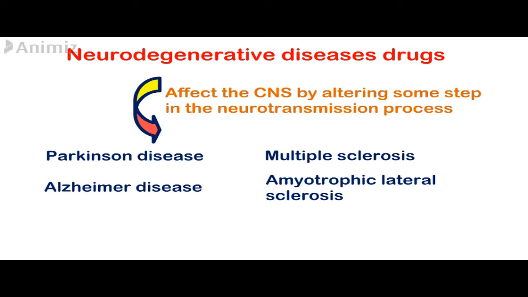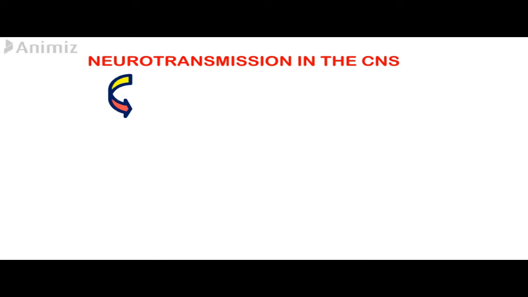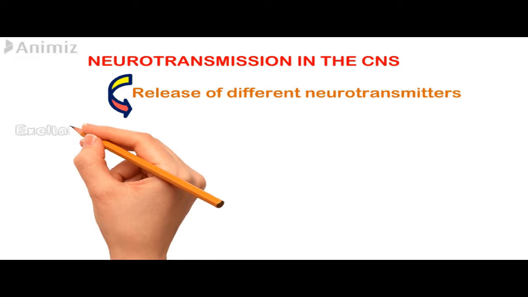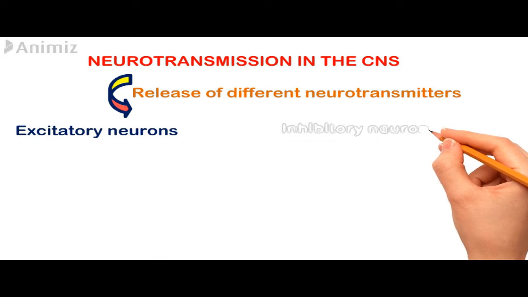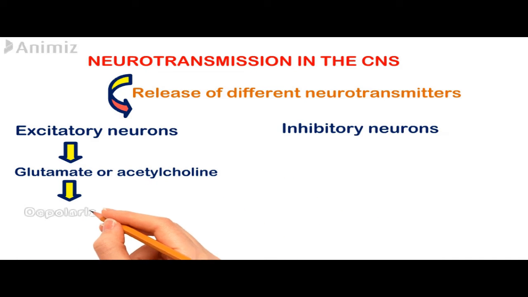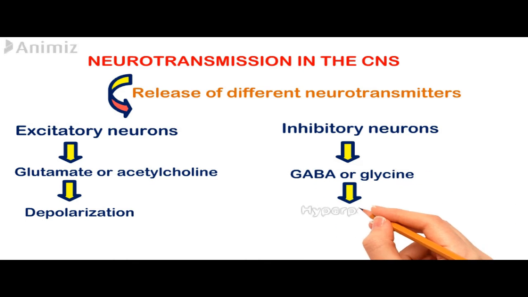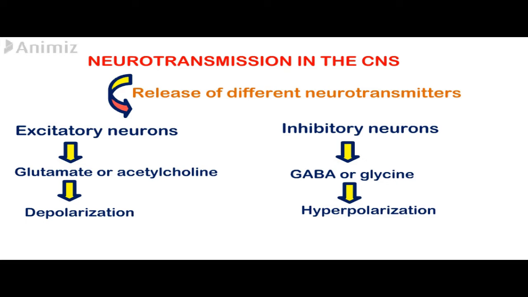lateral sclerosis. Neurotransmission in the central nervous system involves the release of different neurotransmitters that diffuse across the synaptic space to bind to specific receptors on the postsynaptic neuron. These neurotransmitters can be classified as either excitatory or inhibitory, depending on the nature of action they show. The stimulation of excitatory neurons causes the release of neurotransmitter molecules such as glutamate or acetylcholine, which will cause a transient increase in the permeability of sodium ions, and this will lead to a weak depolarization.